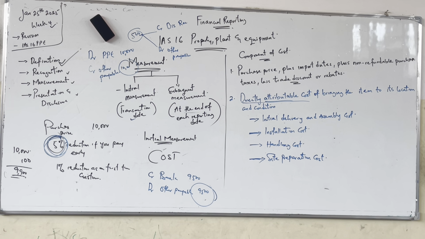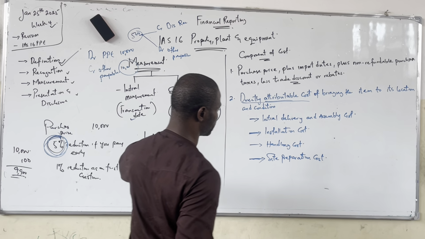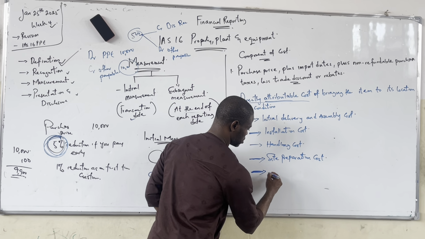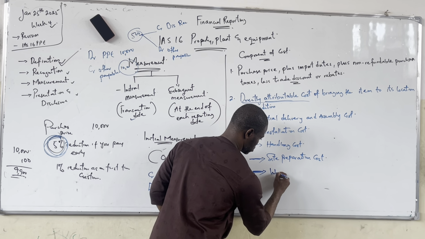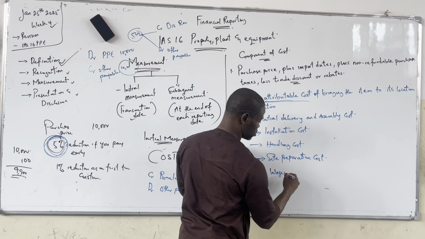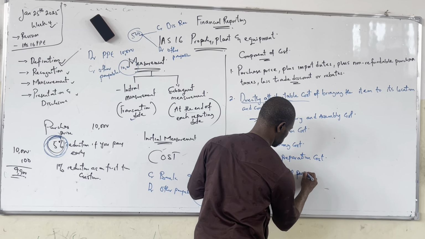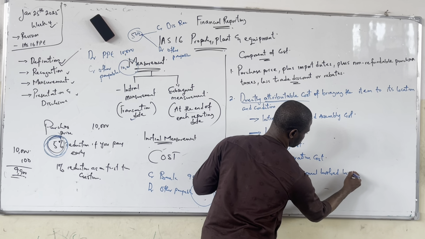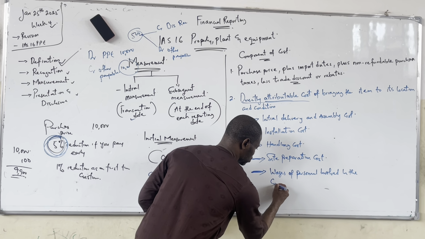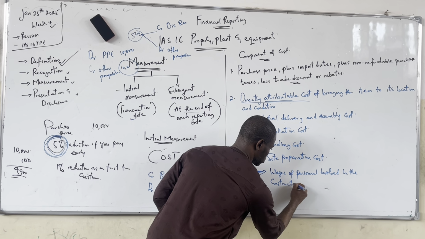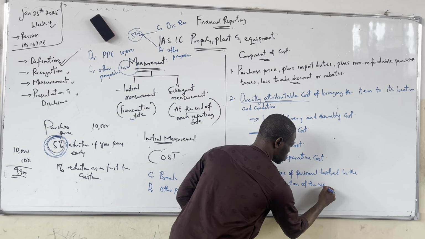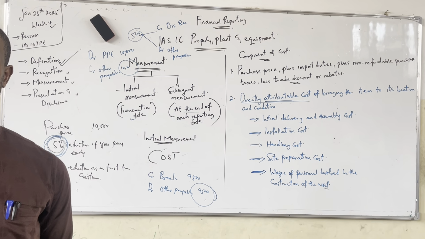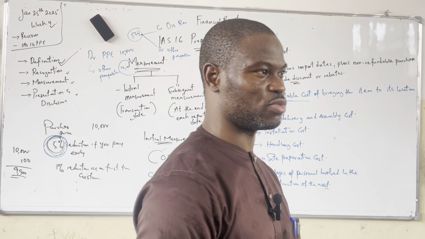Okay, so whatever it is, that's site preparation cost. Wages of personnel involved in the construction of the assets. It can also come in as a directly attributable cost.